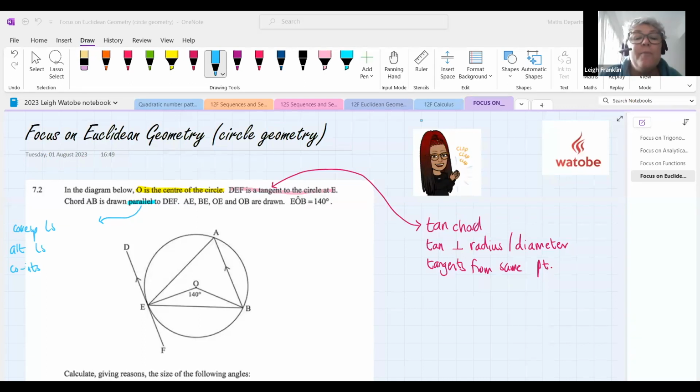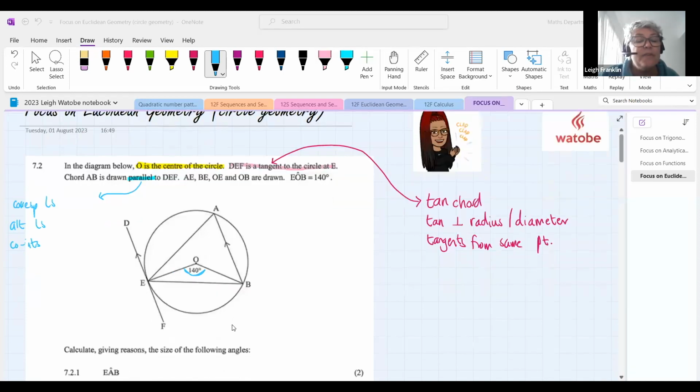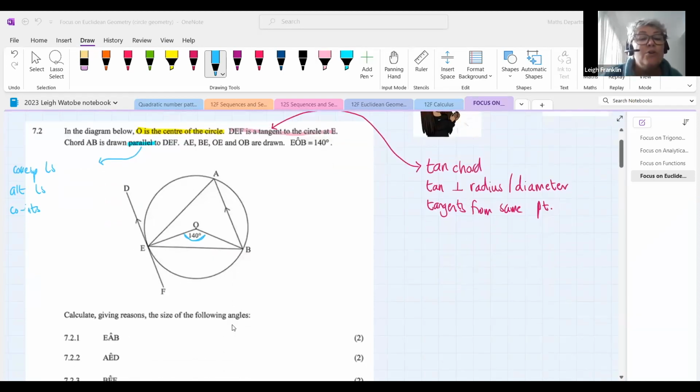Then they tell us some lines are drawn, that's fine. And the last bit of information they give us is that EOB is equal to 140. Calculate, giving reasons, the size of the following angles. So EAB is the first angle. EAB, that means they want us to calculate the size of this angle over here.